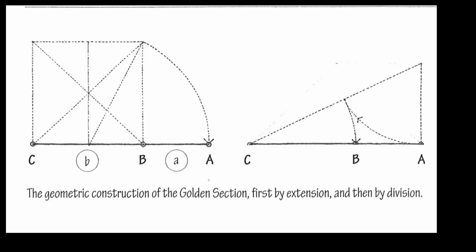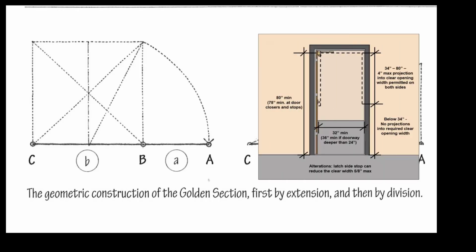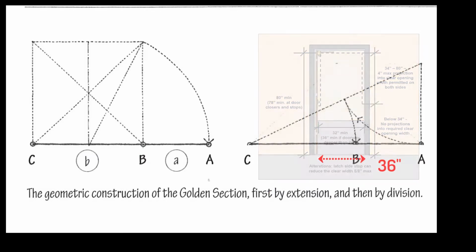How would these concepts apply to design? If you were designing a custom-built door that must be 36 inches wide to meet specific building codes, then you would use the extension method with the 36 inches as a base or beginning dimension and extend it to construct the golden section diagram. This diagram provides you with an unlimited sequence of dimensions, all related by the same ratio.